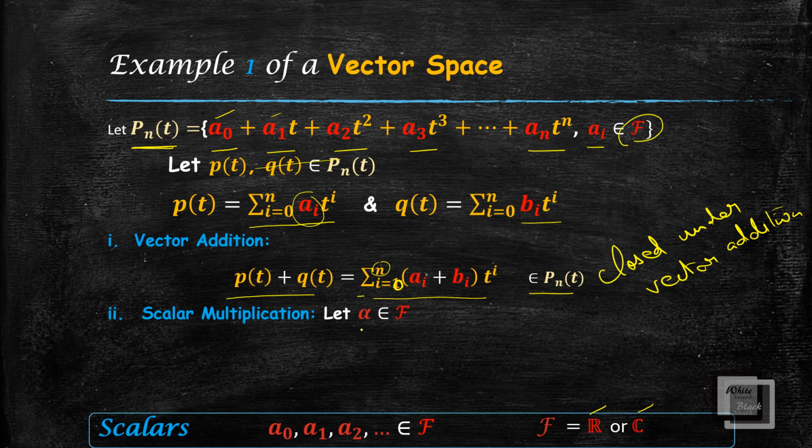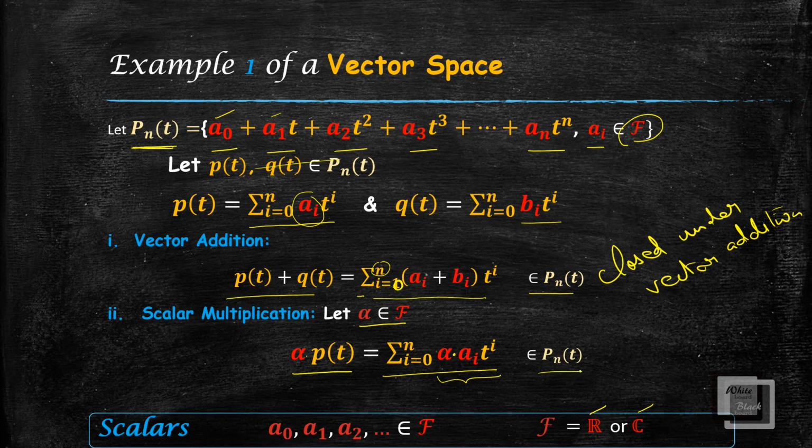Let us consider alpha, a scalar belonging to field F, and I will multiply this scalar with vector pt. On multiplying you will get summation i equals 0 to n of alpha into ai into t raised to power i. Since again it is a polynomial of degree n or less than n, it belongs to Pnt. So here we can say that Pnt is closed under vector addition as well as scalar multiplication.